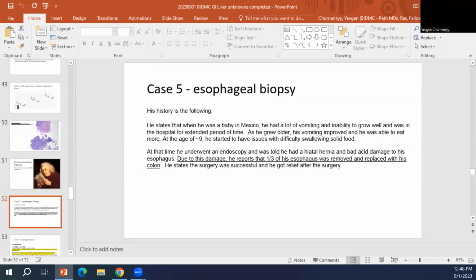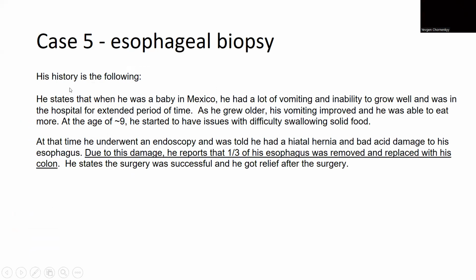So I looked at the history for this case, and it was a gentleman who grew up in Mexico. He had a lot of vomiting, and then he was at the hospital for an extended period of time. Then he had issues with swallowing solid food. He underwent an endoscopy, which said he had a hiatal hernia and really bad acid damage to his esophagus, and he got one third of his esophagus replaced with his colon.